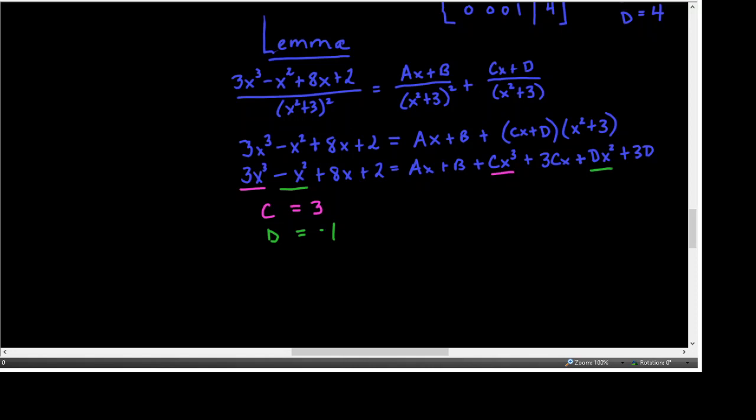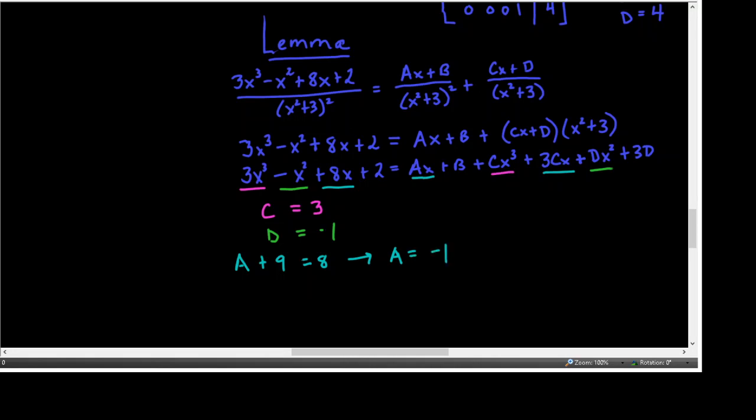So the x's, I've got a plus 3c, but since we already know what c is, I'm going to go ahead and substitute for that, plus 3 times c, which is 3, so 9. Okay, that's all of the x's. That needs to equal the coefficient of x on the other side, which means we can get a pretty quickly. It is -1.